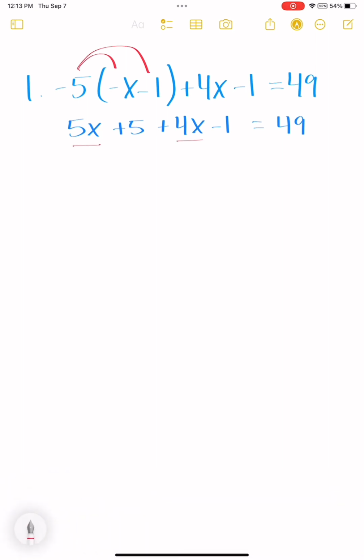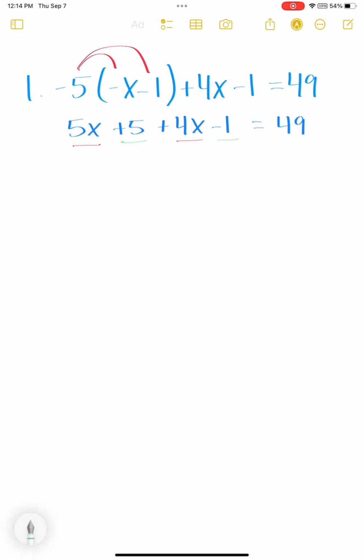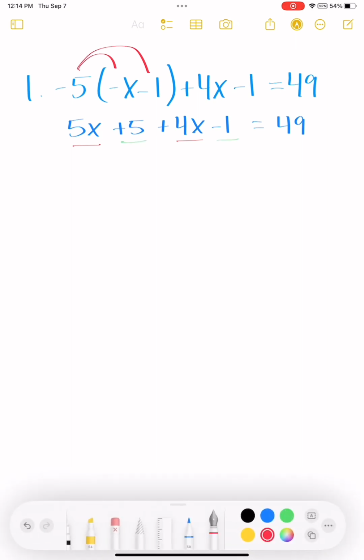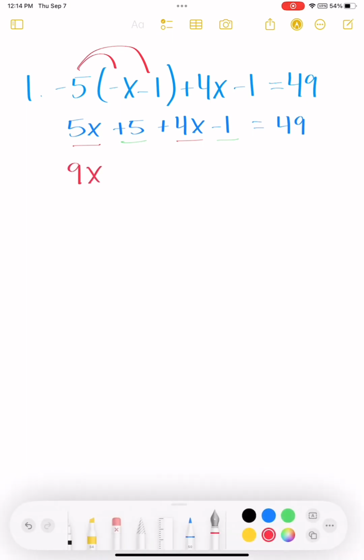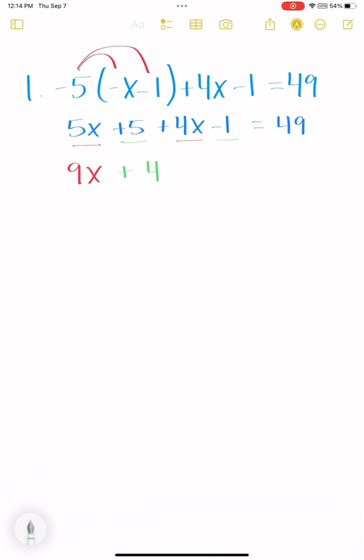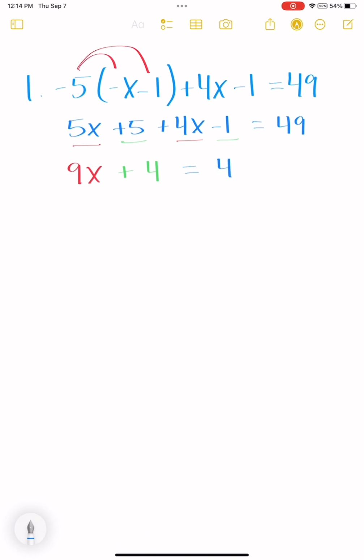Now we can combine like terms. Anything that has a number and a variable can be combined, and any whole numbers can be combined. So 5x plus 4x gives us 9x, and then 5 minus 1 is going to give us 4. And then we still have that equals 49 there.